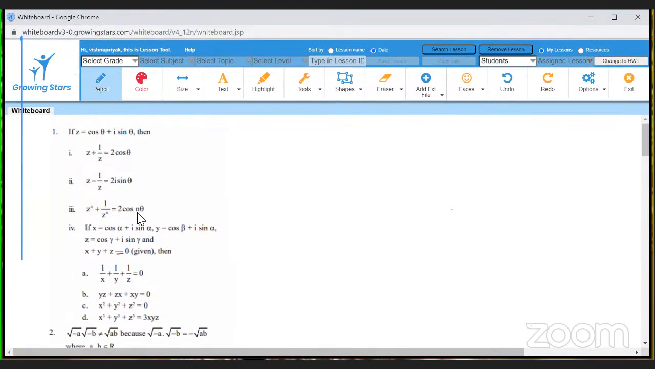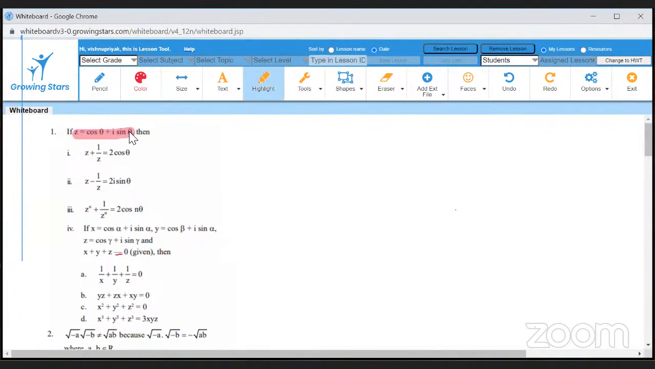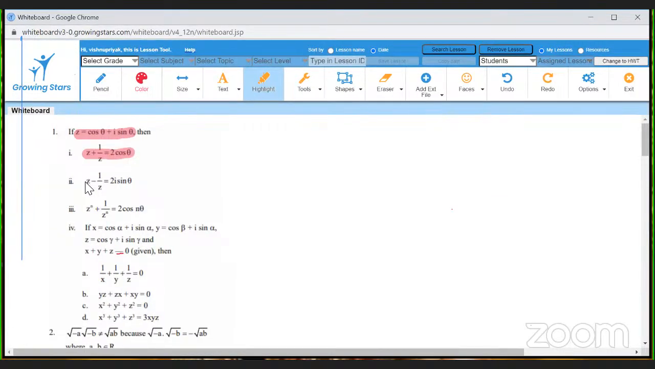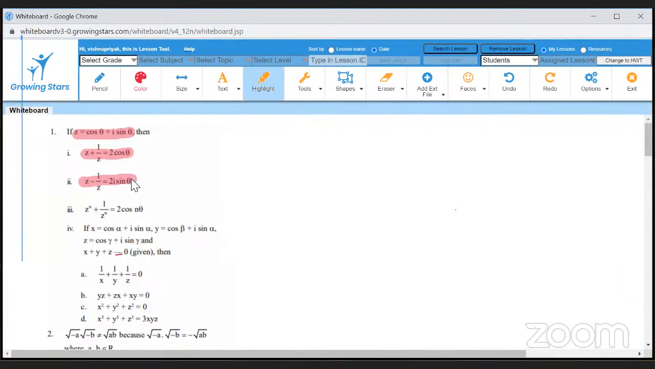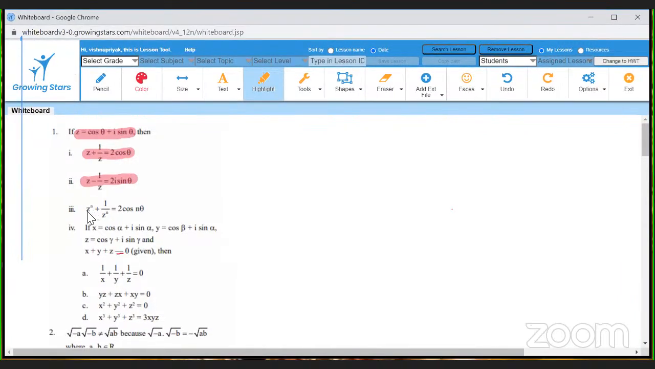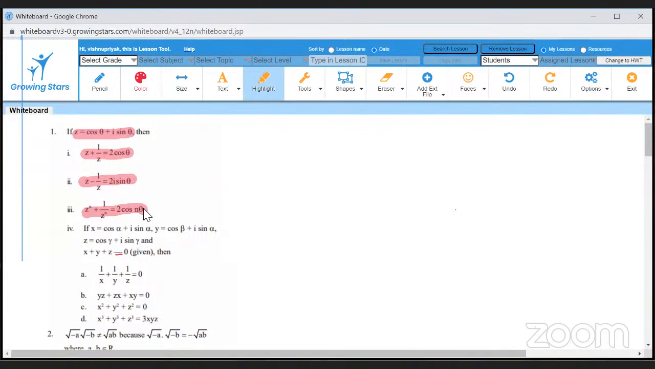So these are the shortcut formulas which I have put on the board, which will be asked in the questions. Z is cos theta plus i sin theta. Z plus 1 by Z will be 2 cos theta. Z minus 1 by Z will be 2i sin theta. Z power n plus 1 by Z power n will be 2 cos n theta.